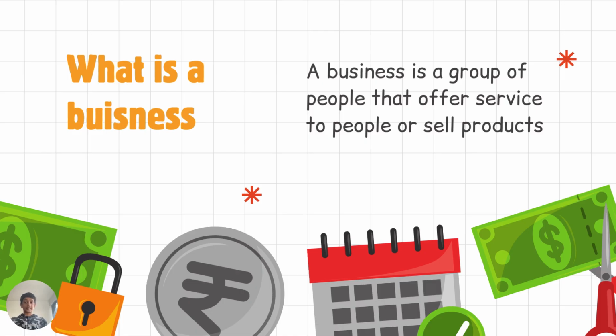What is a business? Now, a business sells products or services, solves problems, and earns profit. Here's the important formula you must remember: profit equals income minus expenses. So income means how much money you gain from your product or service, and expenses is how much money it takes to create your product or to do your services.